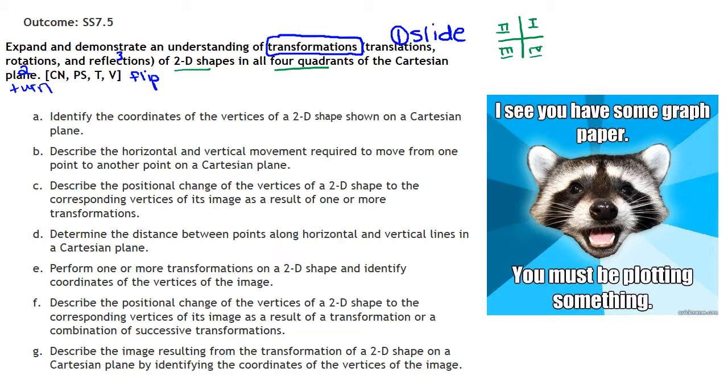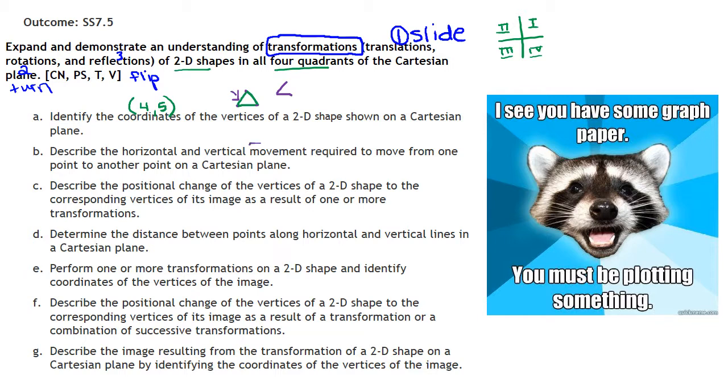So indicators for this outcome: you need to identify your coordinates, so your ordered pair of the vertices, which are the pointy parts. So a triangle has 3 vertices. When you're only talking about one, like an angle, it's called a vertex. When you're talking about more than one, it's vertices, that's the plural.